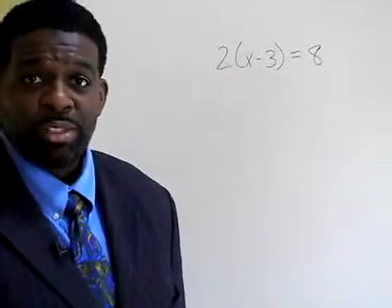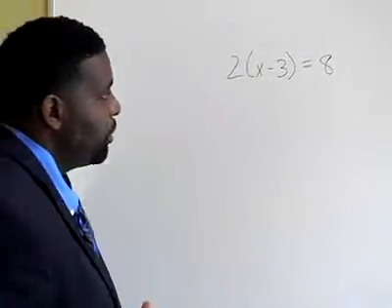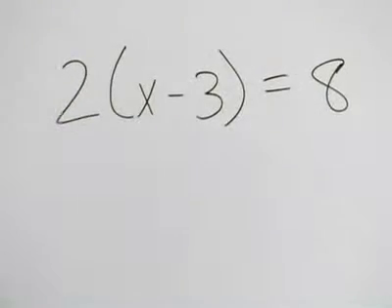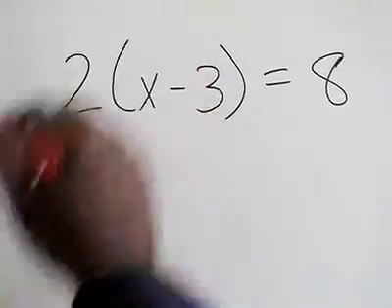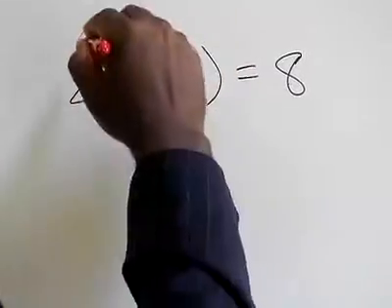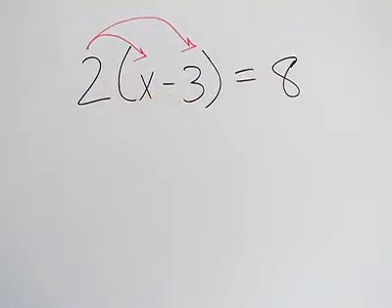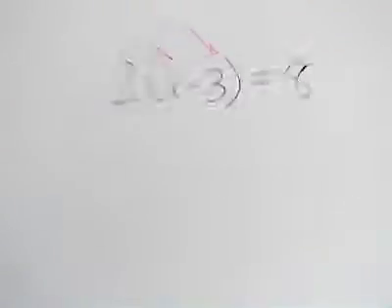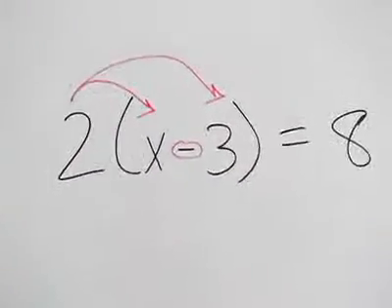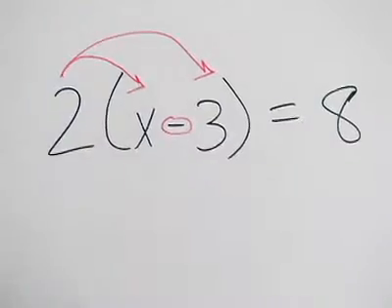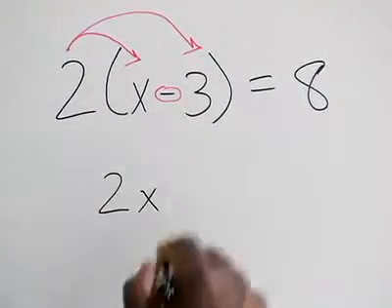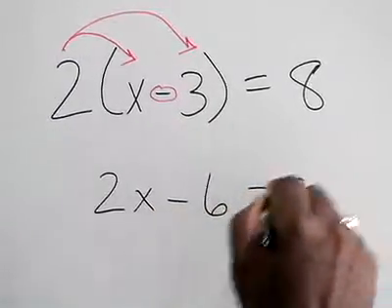Solving multi-step equations. So we start off with 2 parentheses x minus 3 equals 8. We first want to go back and use the distributive property. So when I use distributive property, that means I distribute this 2 times the x and this 2 times that negative 3. And the key thing to keep in mind is don't forget about this in here. It's a negative 3. So when I do that, when I simplify, 2 times x is 2x. 2 times negative 3, negative 6, is equal to 8.